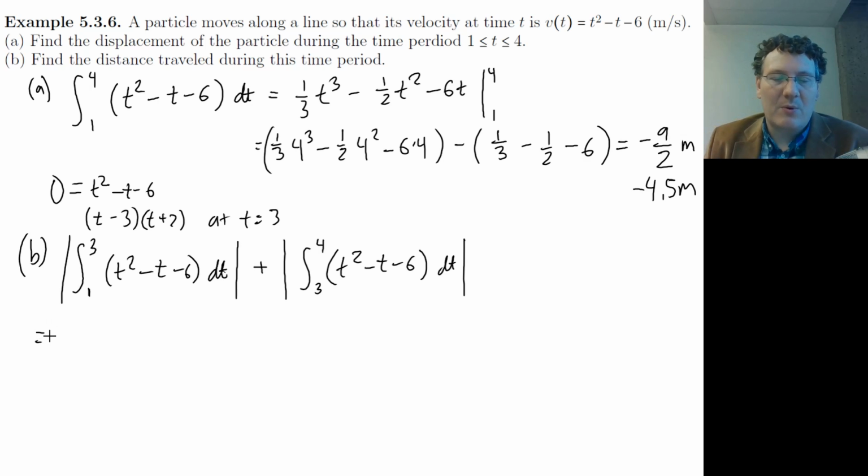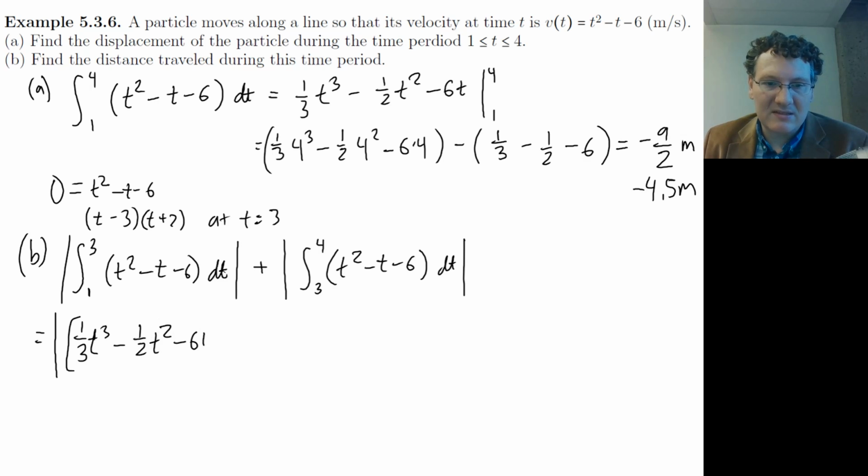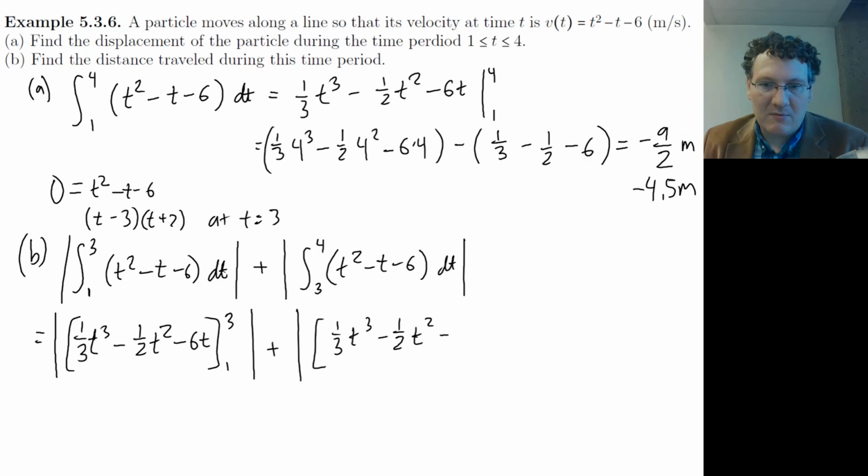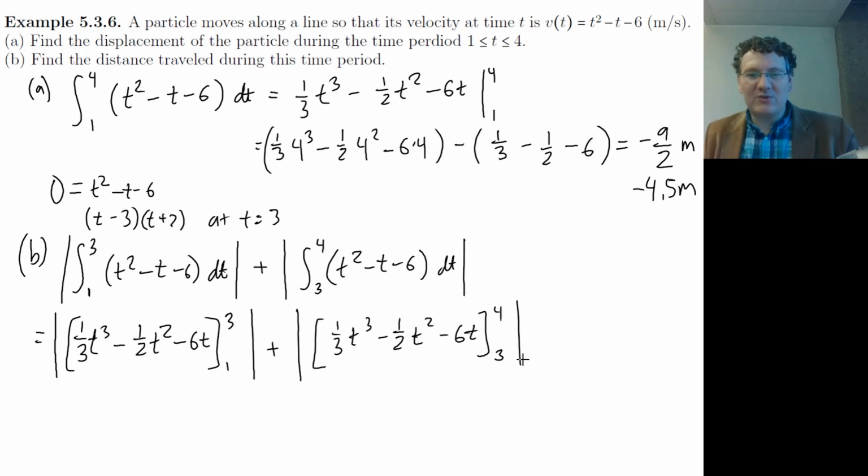So in fact, what we're going to be doing here is the absolute value of 1/3 t to the third minus 1/2 t squared minus 6t going from 1 to 3, plus the absolute value of 1/3 t to the third minus 1/2 t squared minus 6t from 3 to 4. So add those two absolute values and you're going to get the total distance traveled.